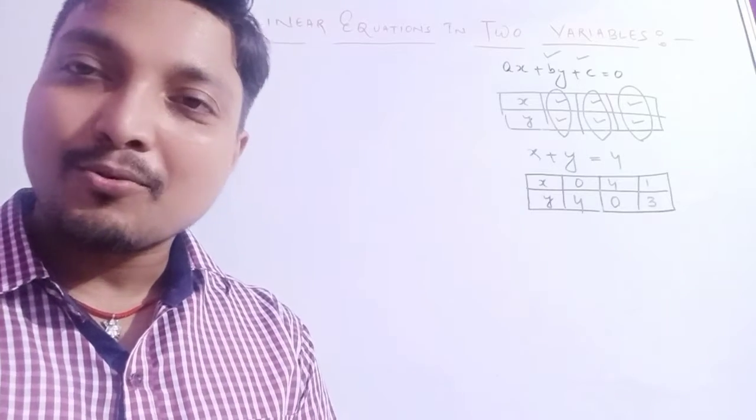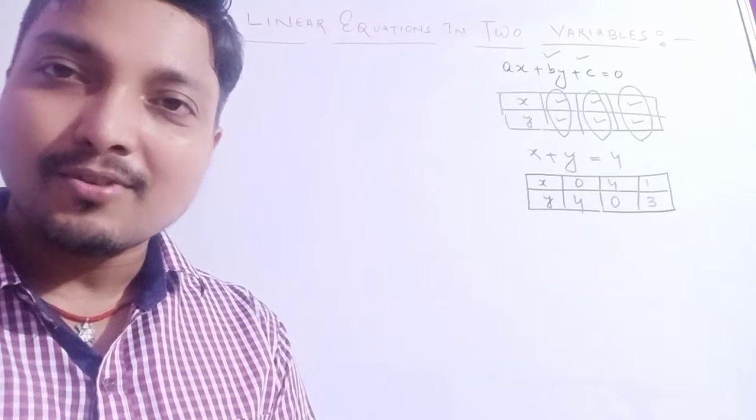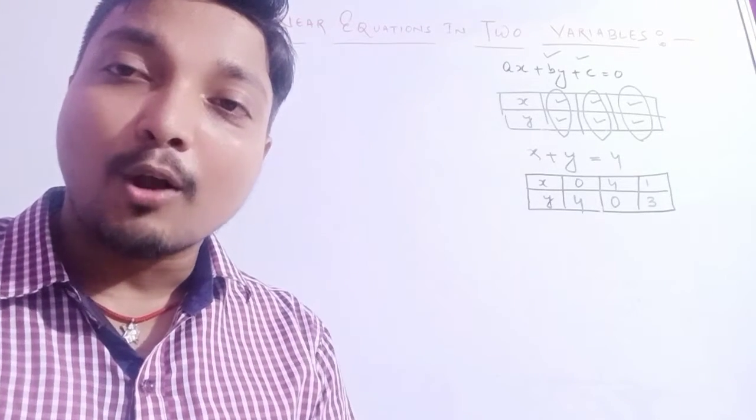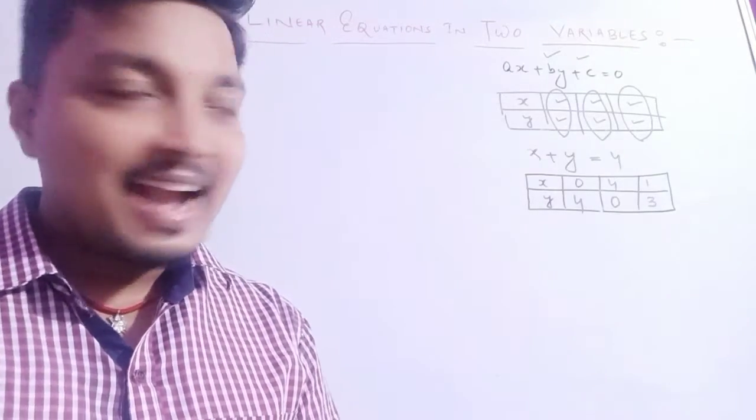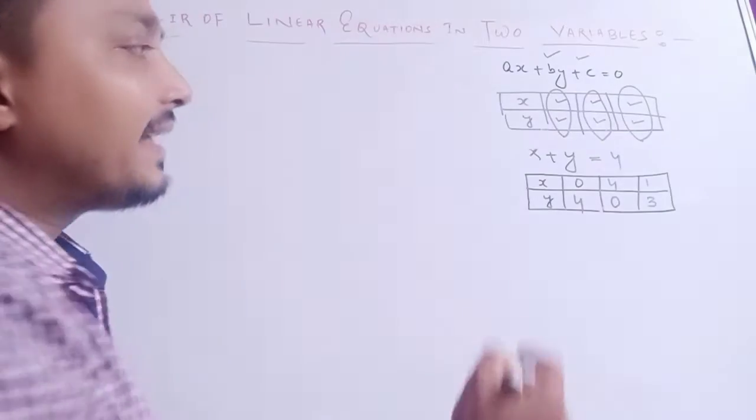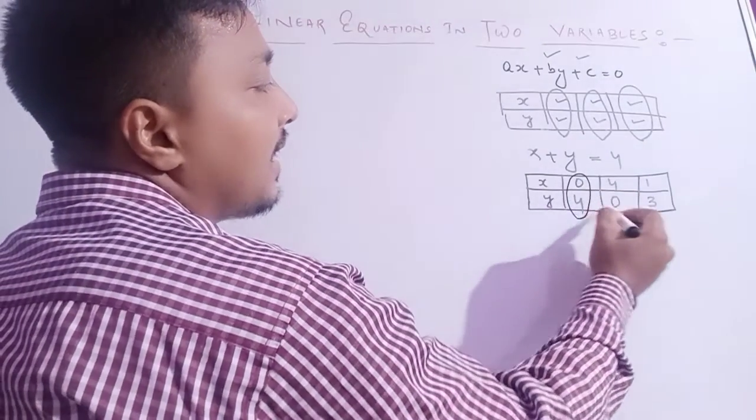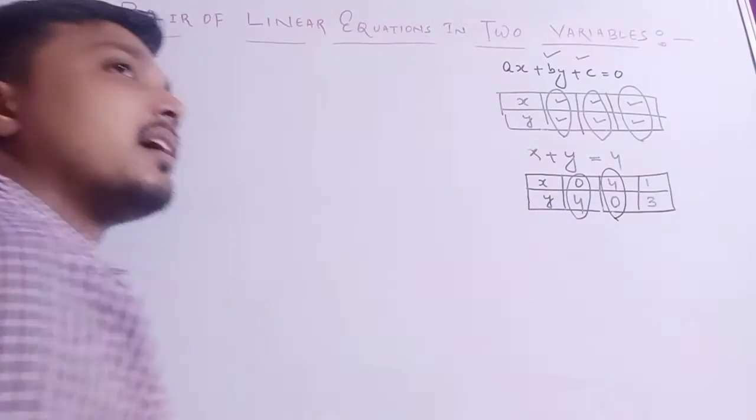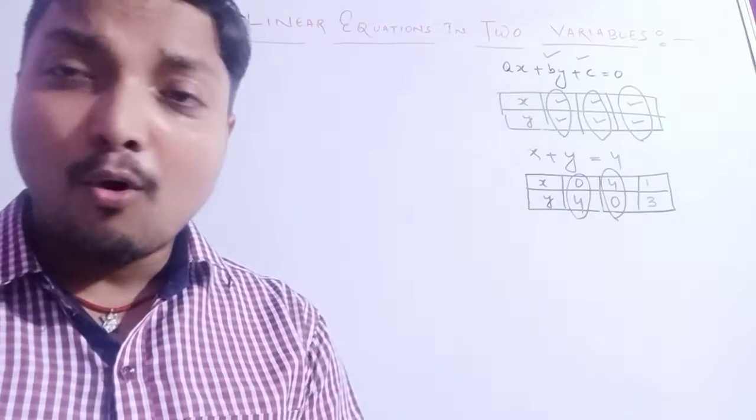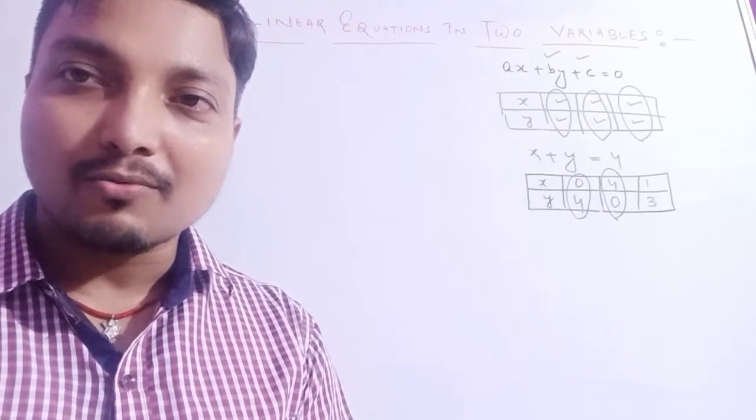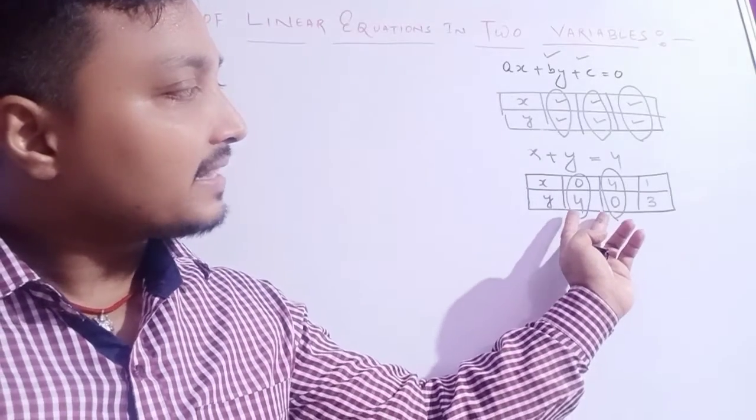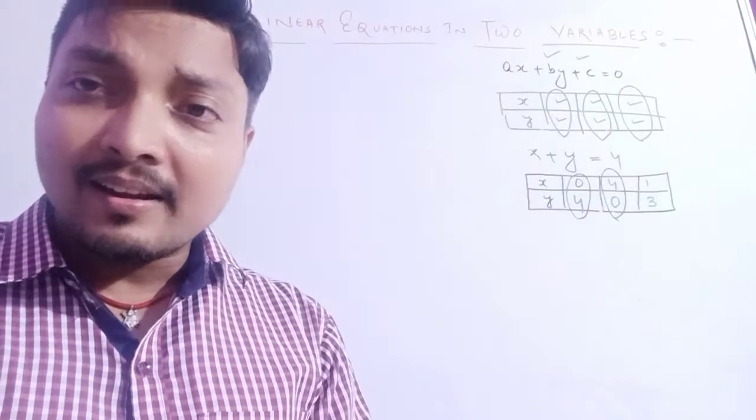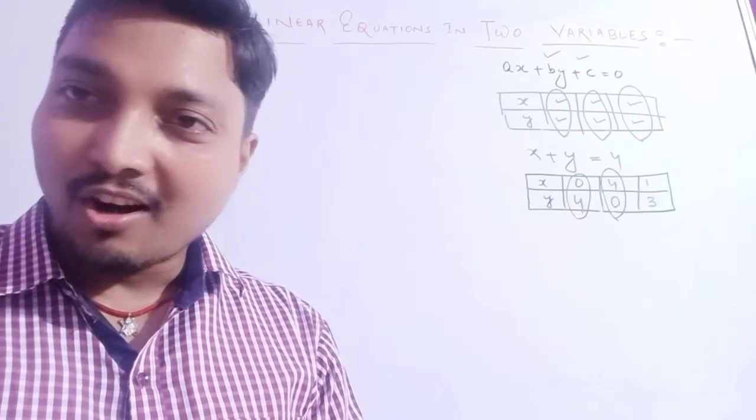Also it was shown to you that the graphical representation of a linear equation in two variables will always be a line, and that line can be drawn by taking any two pairs of solutions, because everyone knows that to draw a line a minimum of 2 points is required. So two pairs of solutions are enough to draw the graphical representation of a linear equation in two variables. Understood or not understood?